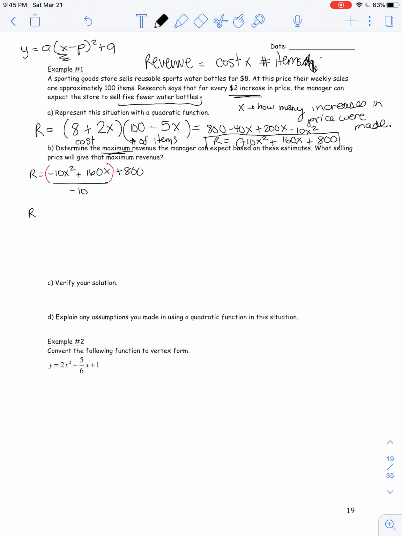So we're going to have revenue equals negative 10. That's what happens when you're dividing it out. It comes in front. This is called factoring out the greatest common factor. And you're going to be left with x². And then in your calculator, you can go positive 160 divided by negative 10, and that should give us negative 16x. Then we're going to leave some space. We still have this plus 800.